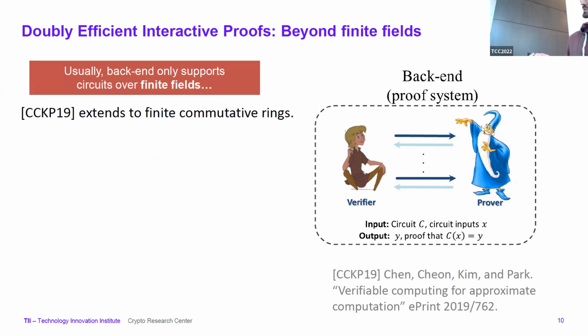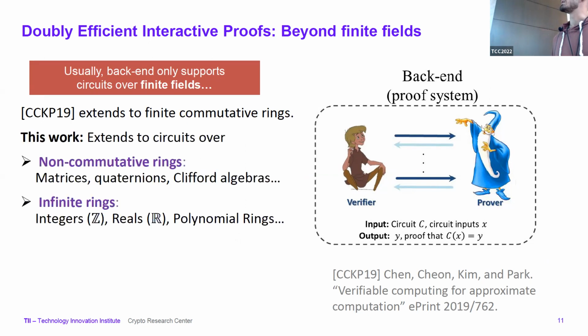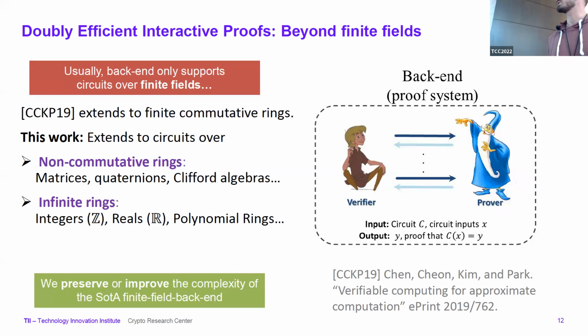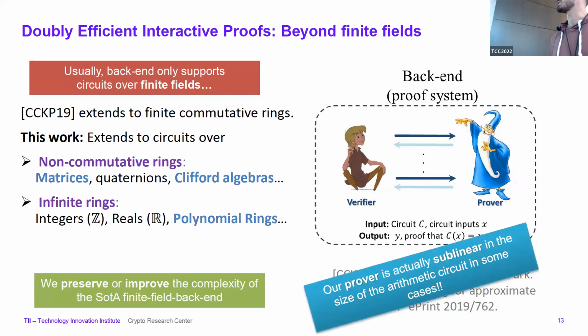There's this paper by Chen, Cheon, Kim, and Park, where they generalize GKR to work over finite commutative rings. Somehow it was not accepted anywhere. In this work, what we do is extend this to work over rings that can be infinite or non-commutative, such as the ones you can see on the slide, but pretty much a lot of them. We preserve the complexity of the state of the art when you have a finite field on the backend. Furthermore, in some cases, we get a prover that is sublinear in the size of the circuit for some specific rings.